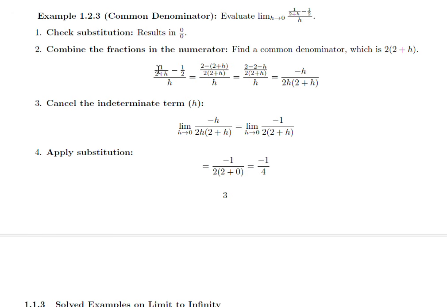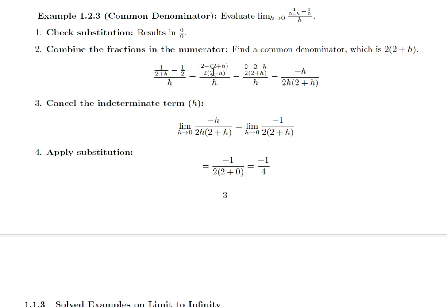Inside our numerator, we have 1 over 2 plus h minus 1 over 2, right? Then all over h, that is divided by h. Division by h is the same thing as multiplying by 1 over h. So let's just have that at the back of our mind. And so let's treat that numerator now. Treating the numerator, we will apply LCM. Our LCM will be 2 times 2 plus h, which is just the multiplication of both denominators there.